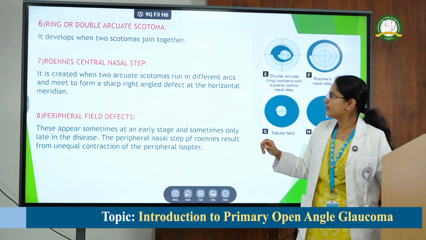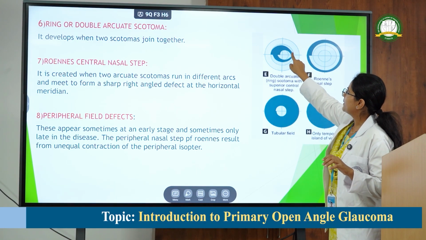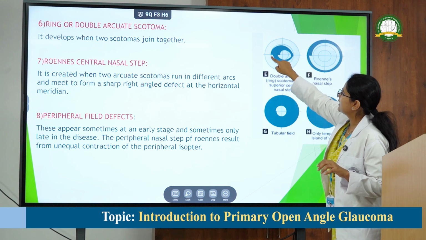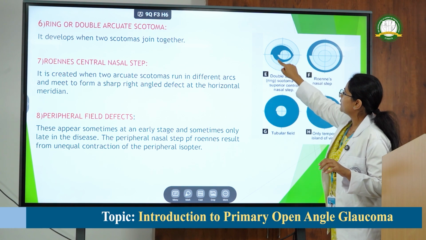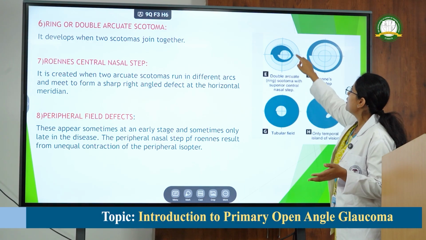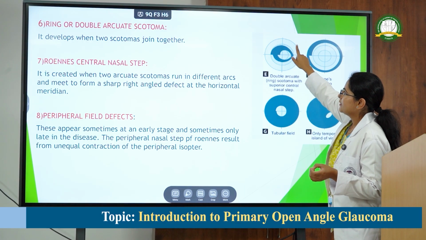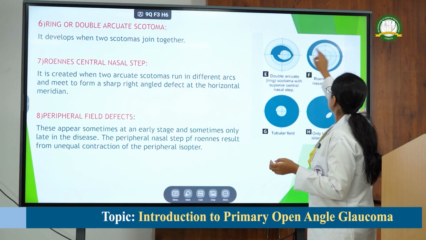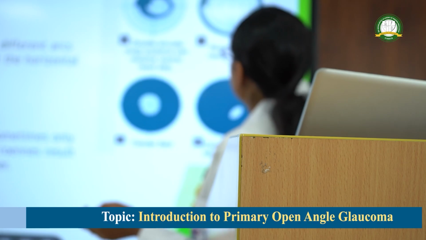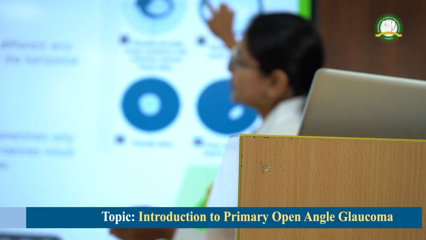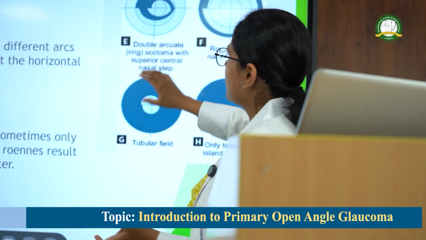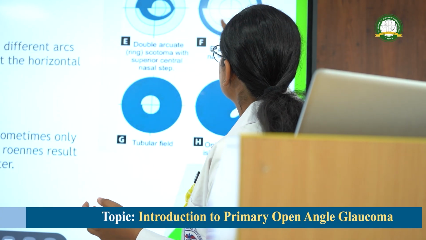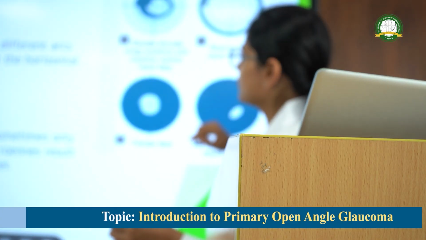Then ring and double arcuate scotoma. What has happened? First there is the formation of arcuate scotoma. Then another, it is not crossing here. You see, this follows strictly the horizontal meridian. Now another arcuate scotoma is forming inferiorly from the blind spot. It is called ring or double arcuate scotoma. What is Roenne's central nasal step? See here, this is one arcuate scotoma, this is another arcuate scotoma. Here there is formation of a right angle defect because the two arcuate scotomas differ in size, shape and width. That's why there is a right angle defect formation and it is called Roenne's nasal step.